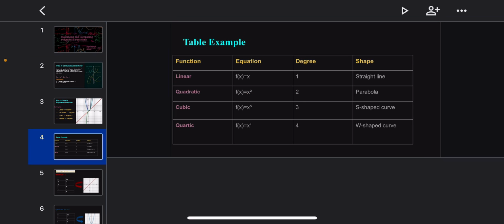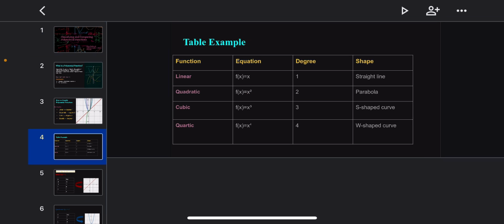So, the linear function, which is f of x equals x, has a degree of 1. There is no power on the x, so it's 1. It's degree 1. It has a straight line shape.